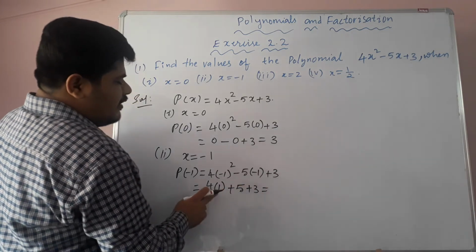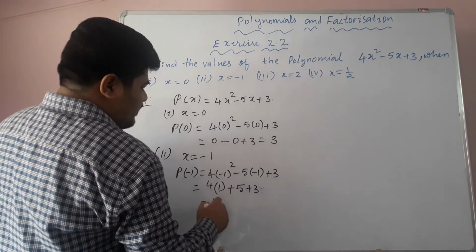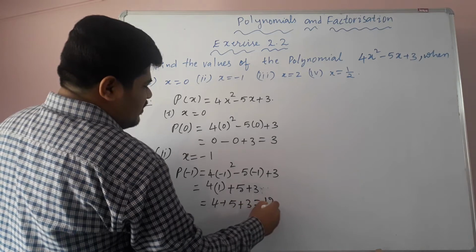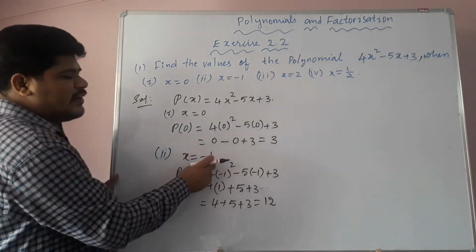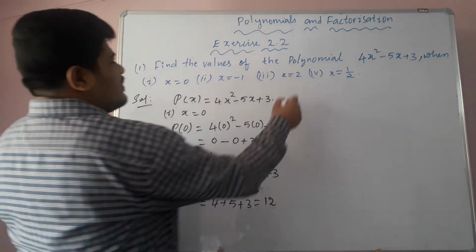So what is the answer? 4 ones are 4, plus 5, plus 3. 4 plus 5 is 9. 9 plus 3 is 12. So at x is equal to -1, the value of the polynomial p of x is 12. Now look at the third.